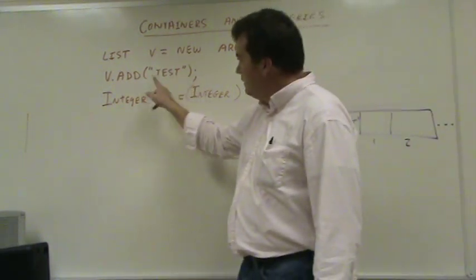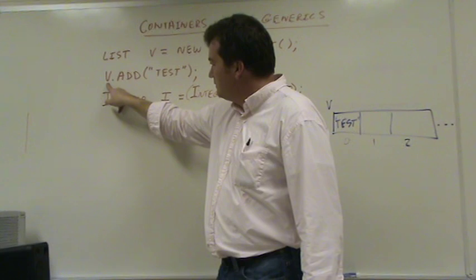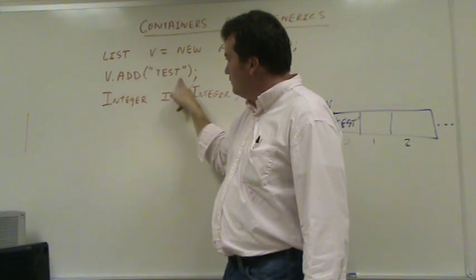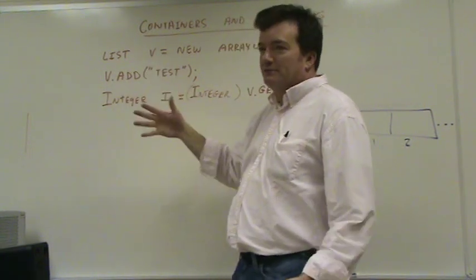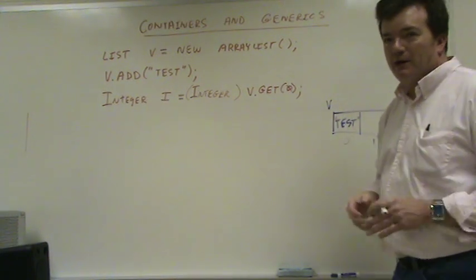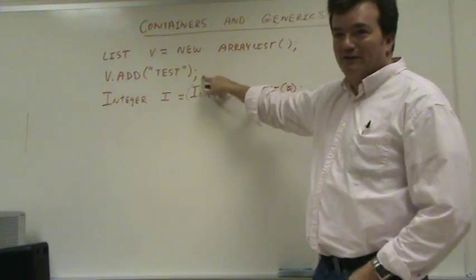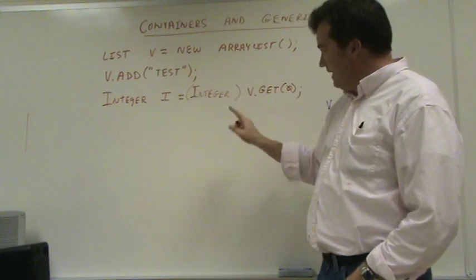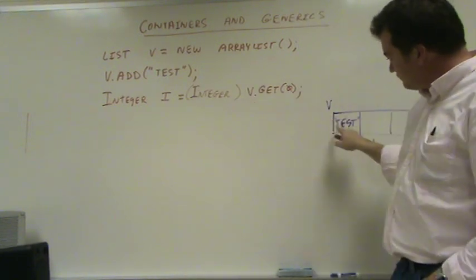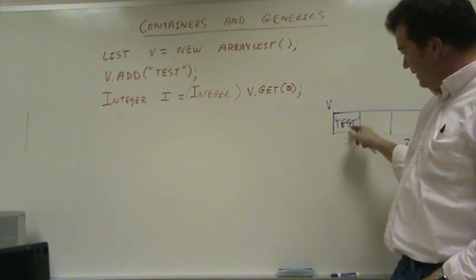Is the type of V compatible with string? Well, the type of V is object, and everything inherits from object. So you would expect this to work. Now I'm going to get the first item. I'm getting the string out of the data structure.